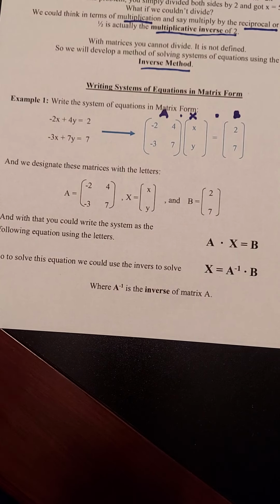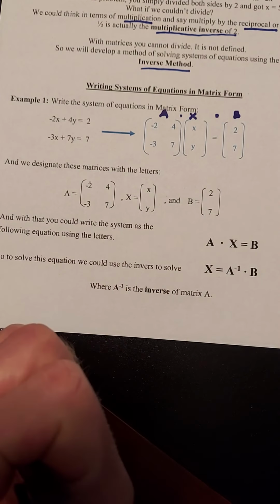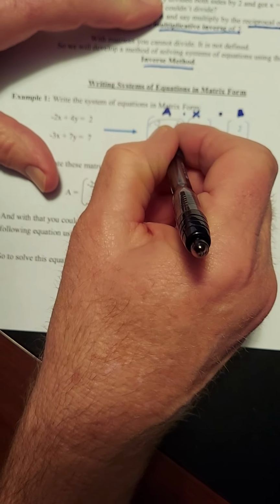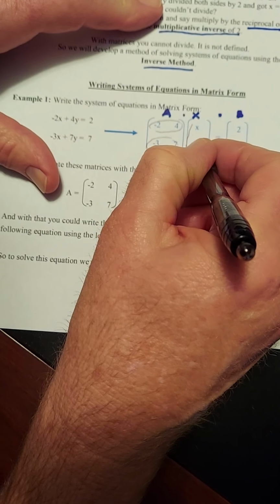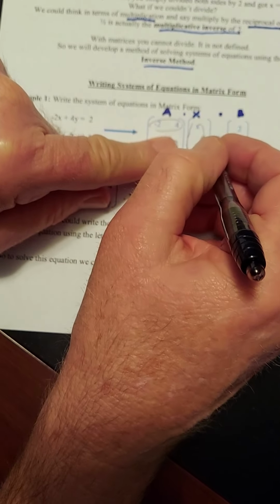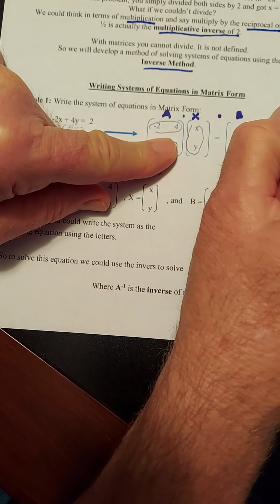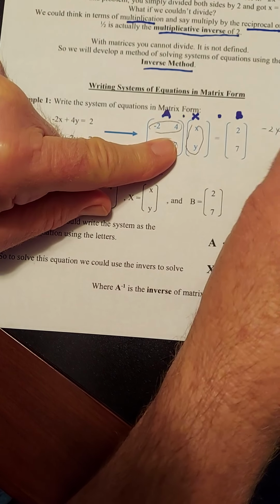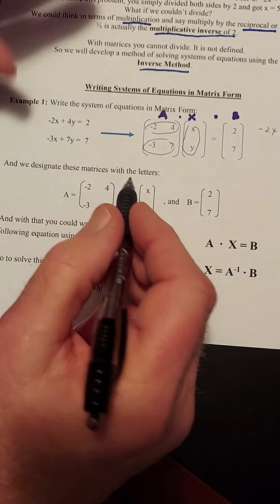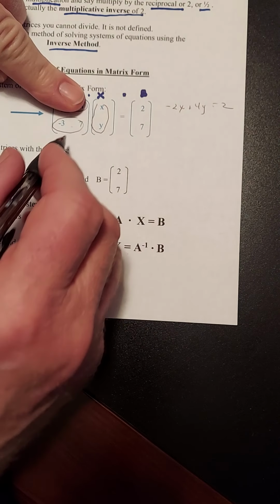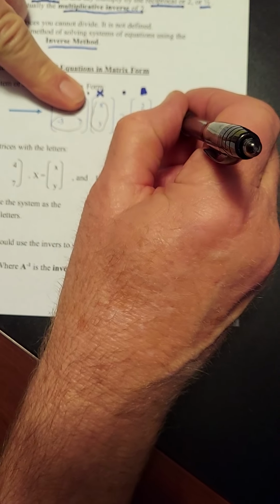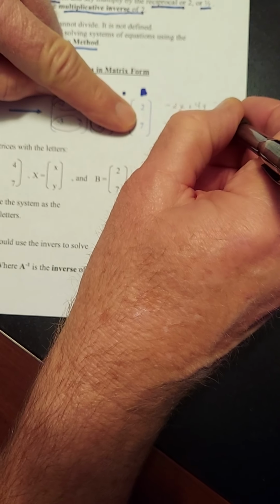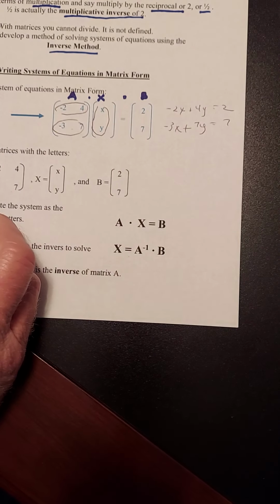Now, take a look at this. If I was actually multiplying this matrix times this one, I have 2 rows. Remember, you take the rows times the columns. You've only got one column here. So if I take the first row times this column, I'm going to have negative 2x plus 4y equals 2. That's the same thing I had over here. And likewise, if I take the second row, negative 3 times x plus 7 times y, that will be equal to 7. That's the second equation.